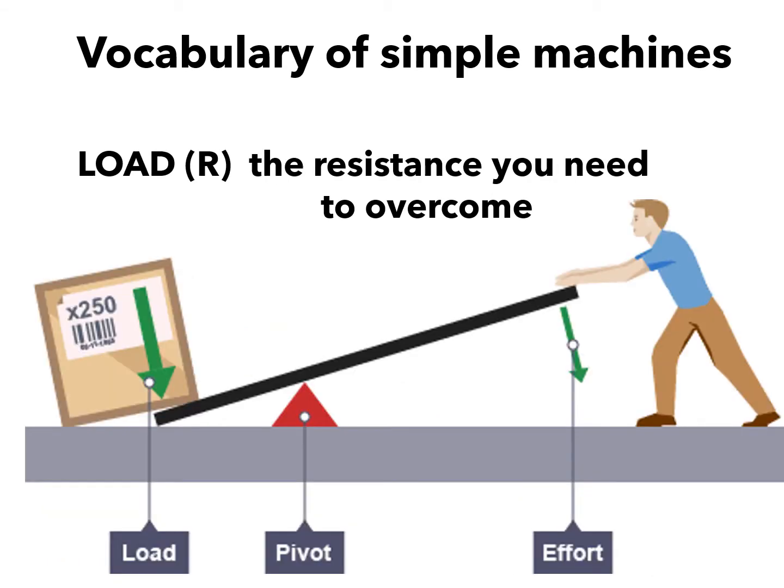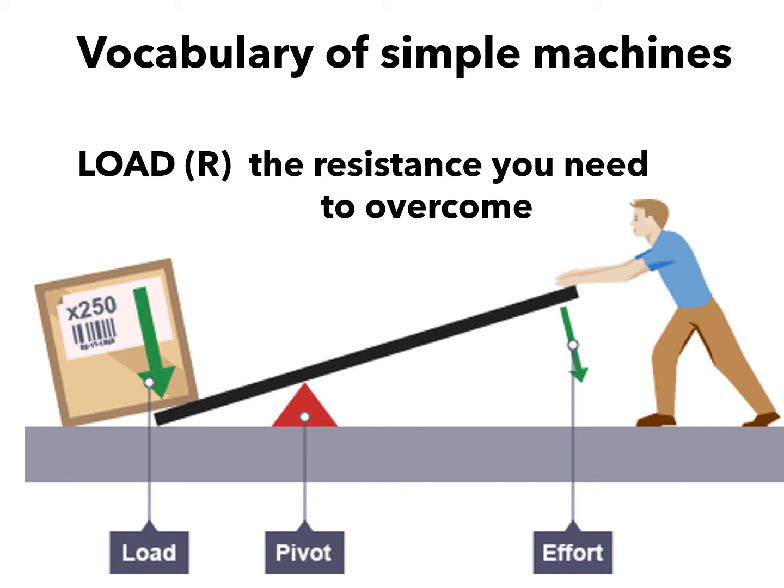And I already used this word, but here's the definition. The load is always labeled R. It's the resistance. It's the thing that you're trying to lift or trying to overcome. So again, now we have a guy using a lever, and he is putting his effort down on one end, and the load that he's trying to lift is over on the other end.